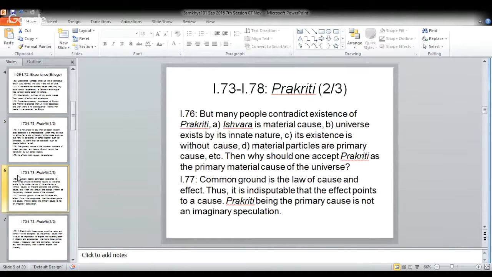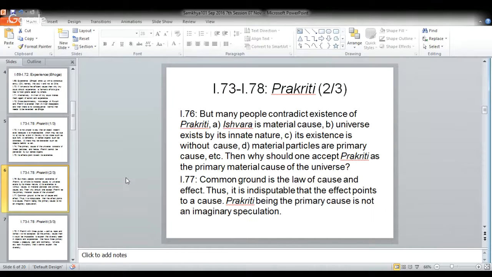Going forward in the same section, 1.76, Vadi vi pratipatte tad siddhi iti chet. Chet means if you say like that. So as if Kapil himself is encouraging somebody that yes, you could make this doubt, you could raise this doubt.